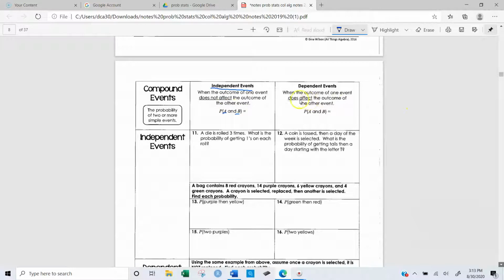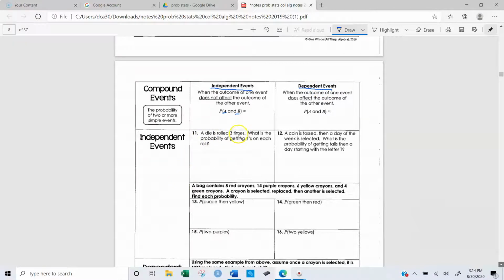When the outcome of one event does affect the other, it is a dependent event. So let's say we have the probability of drawing an ace and I keep my ace in my hand. Well, that affects the rest because now instead of having 4 aces in the deck, I only have 3 options for the next. So that's a dependent event. Okay, we're going to talk about independent first.